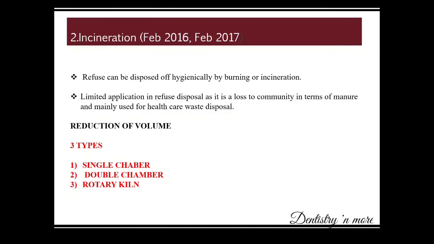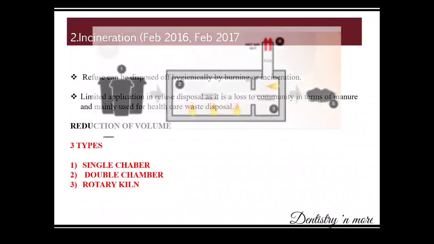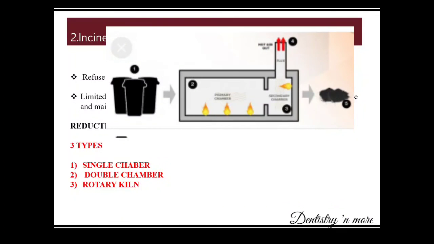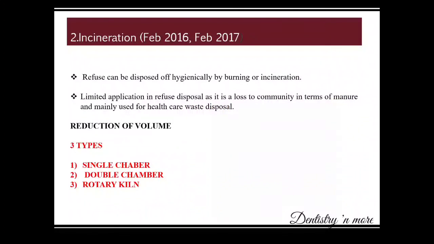Incineration is nothing but reducing the volume by burning the waste. There are three types: single chamber, double chamber, and rotary kiln. In a single chamber, the heat is around 700 to 1000, whereas in a double chamber, the material burned in the first chamber will be burnt at a higher temperature, 1200 to 1500. So again there will be reduction of volume.